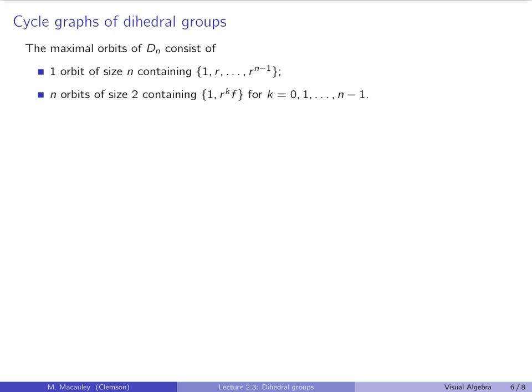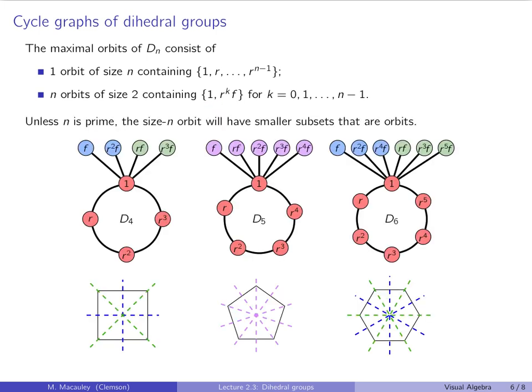Let's talk about the cycle graphs of dihedral groups. Remember what an orbit is. An orbit of an element is just the cyclic subgroup it generates, so all powers of it. The maximal orbits of Dn consist of one large orbit of size n consisting of all of the rotations, just powers of r, and then every reflection generates a size 2 orbit containing itself and the identity. So here's what the cycle graphs look like. They have this one large orbit of rotations and these n orbits of reflections.